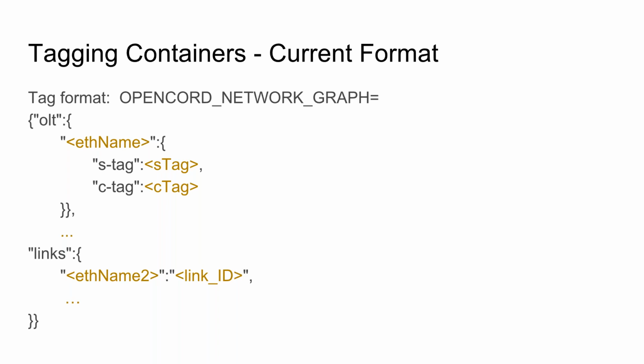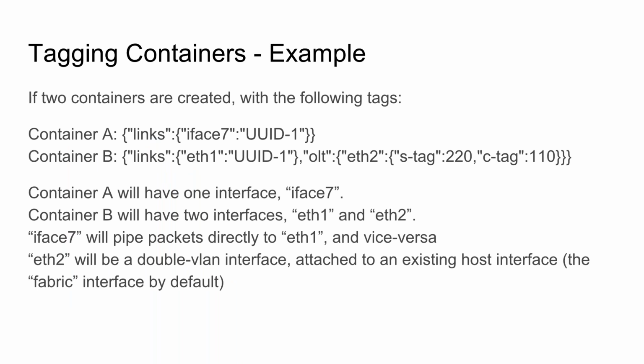The OLT connection is actually even simpler. The OLT connection is simply the Ethernet, the interface name you want, and then the S tag and C tag, and those will basically translate it into a double VLAN interface, so 2 interfaces deep of VLAN tags. And this will be the example for the demo.